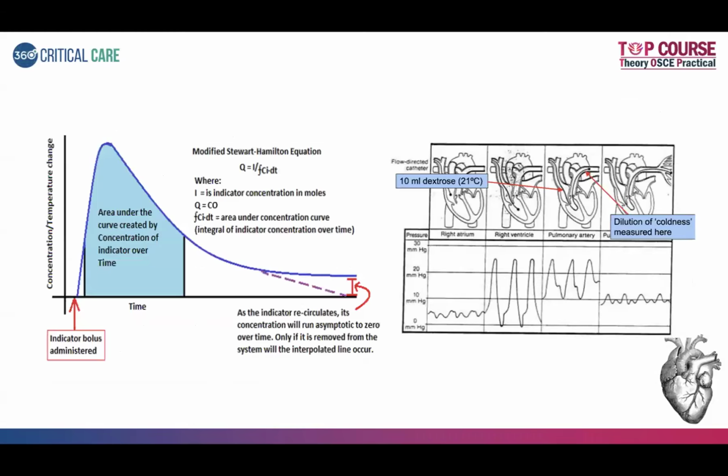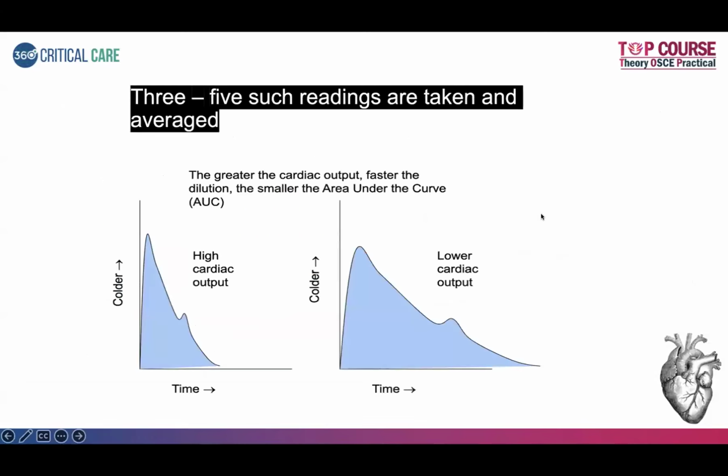So as I was discussing with you, we are using the Fick principle and we are using the thermodilution technique, where we are using a formula called the modified Stewart-Hamilton equation. So we are getting a thermodilution curve. The area under the curve is inversely proportional to the flow in the pulmonary artery, right? So we can see that. With the pulmonary artery curve, we have two curves now. The greater the cardiac output, the faster the dilution, the smaller the area under the curve. So the smaller the curve, the greater the cardiac output. That is how you measure.